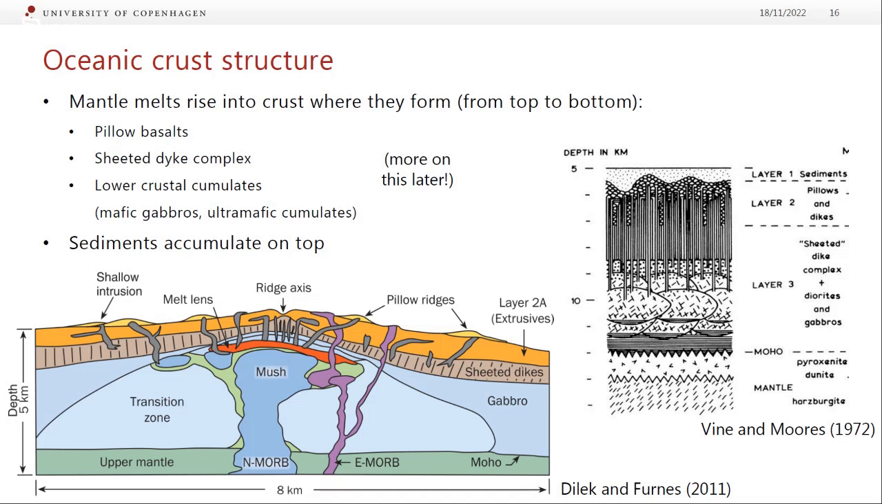Pyroxenite is a rock that's mainly pyroxene. Dunite is a rock that's mainly olivine. Sometimes we'll get something called troctolite, which is olivine and plagioclase. So these are ultramafic cumulates. And underneath all that, there's mantle rocks.